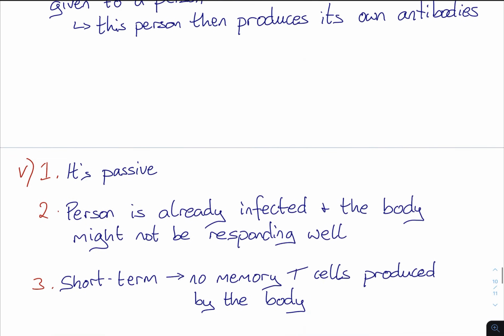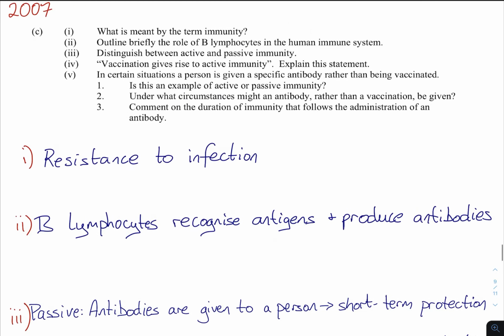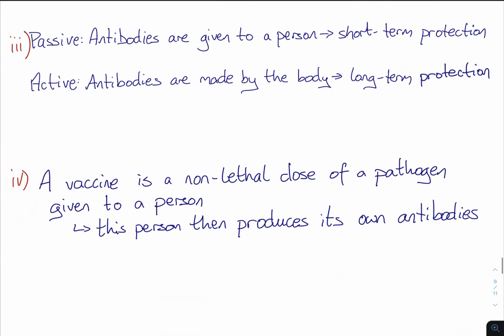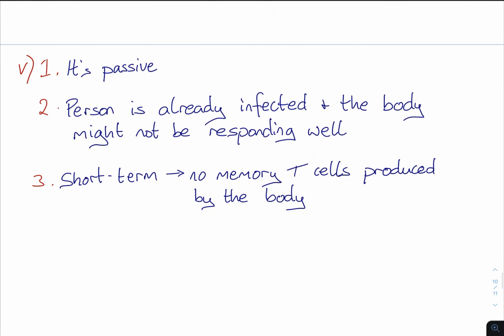So a person is already infected and the body might not be responding well to it, so we give them the antibodies. Part 3: comment on the duration of the immunity that follows from being administered the antibody. It's short term. Okay, and just refer to the fact that no memory T cells are being produced.